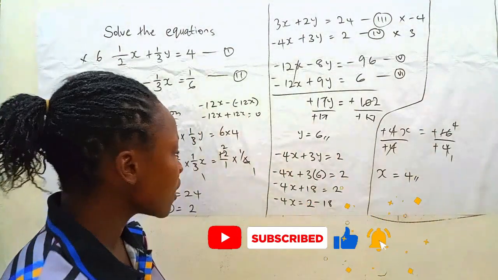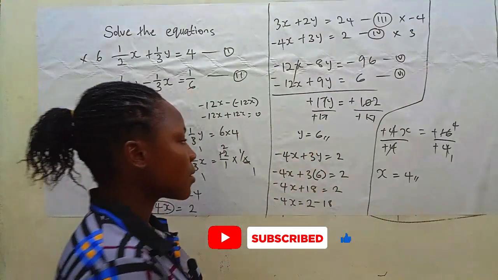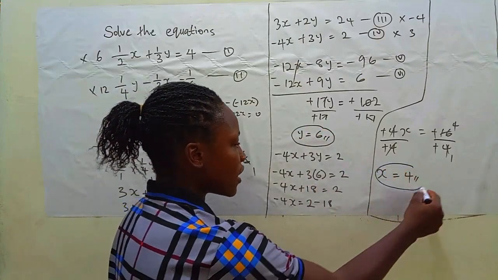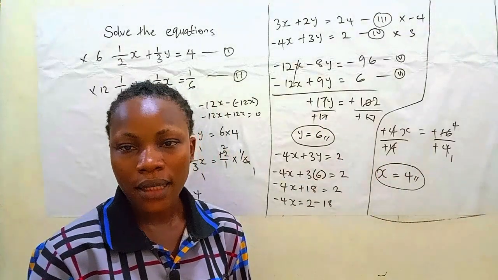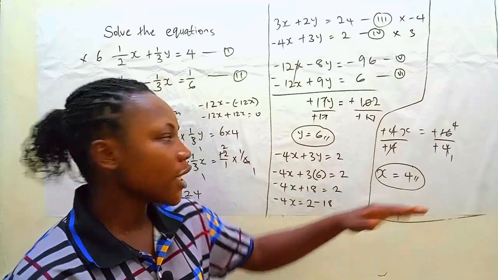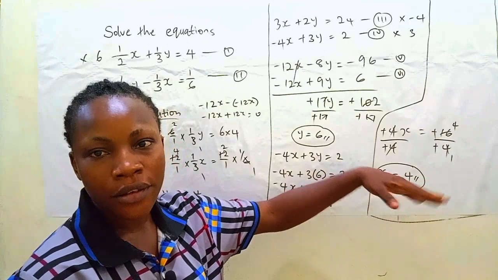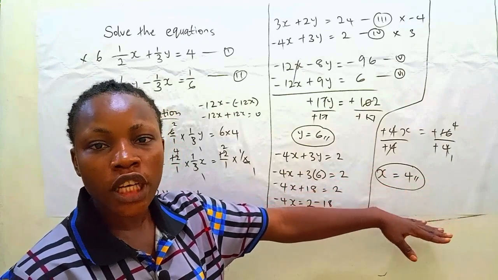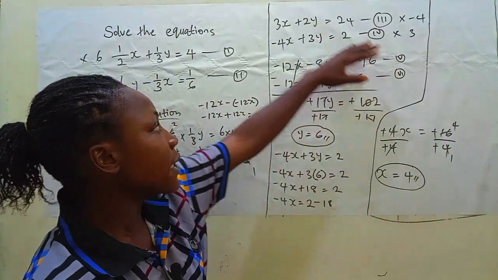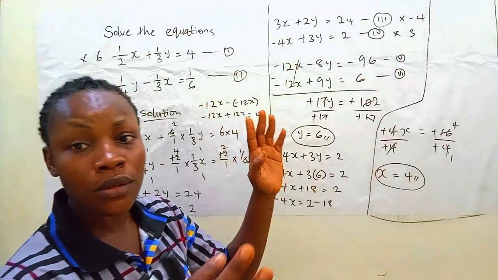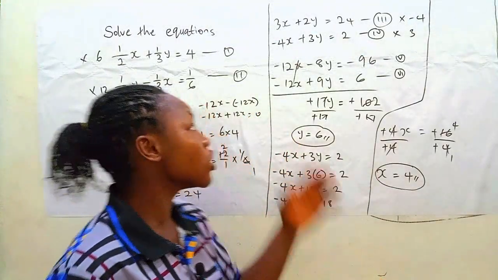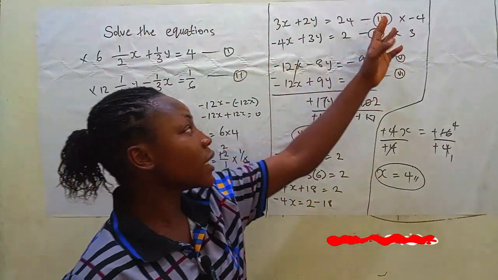So we have gotten the value of our y as 6, and 4 is the value of our x. I have shown you people how to check if your answers are right. To check, substitute these values in these equations. You can decide to use equation 1, 2, 3, 4, 5.